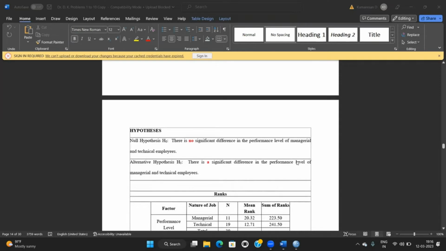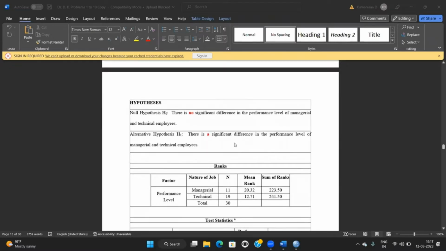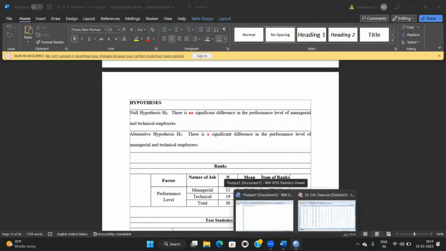As usual, we have to formulate the hypothesis. Null hypothesis: there is no significant difference in the performance level of managerial and technical employees. Alternative hypothesis: there is a significant difference between the performance levels of managerial and technical employees. This is what we have to do at first. At the beginning, we have to write the hypothesis. Now let us see how to apply the test.